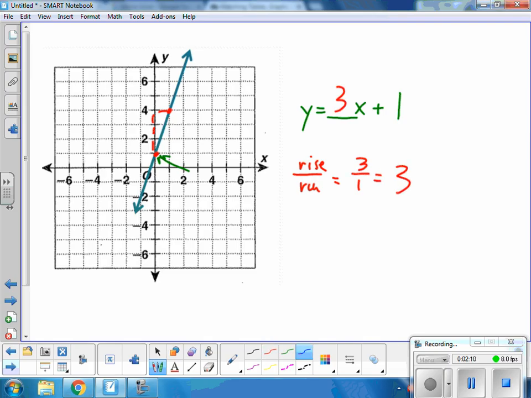Again, I don't have to use that point. I can use this point here, and I could use this point here. So let's look: 1, 2, 3, 4, 5, 6. 1, 2. It rises 6 and it runs 2, and that also equals 3. So my slope is 3, which is also called the rate of change.